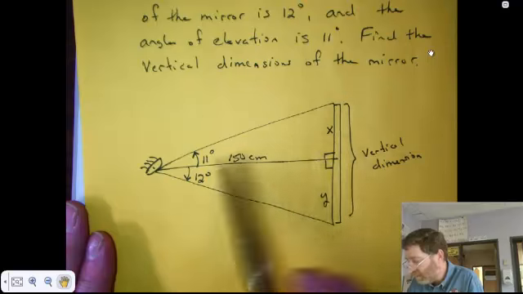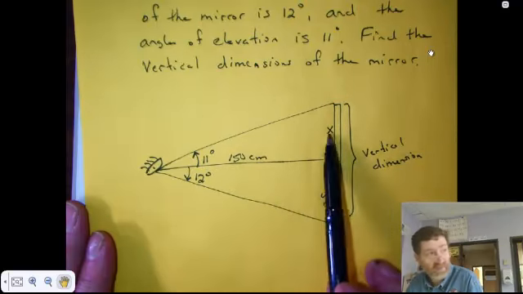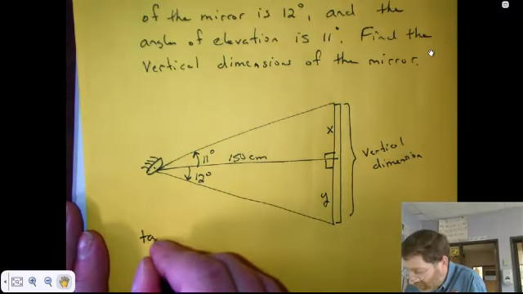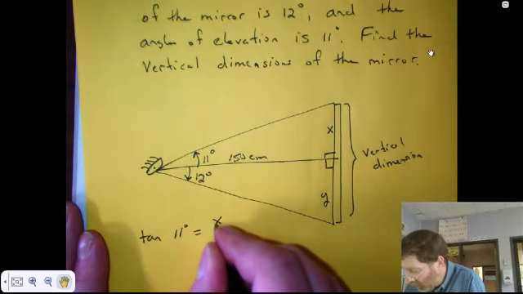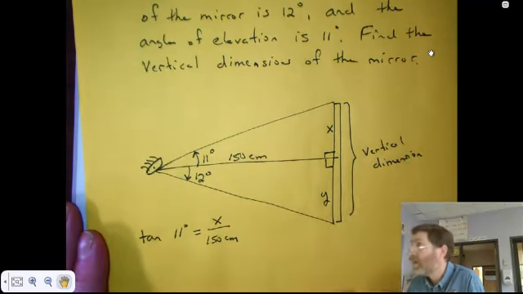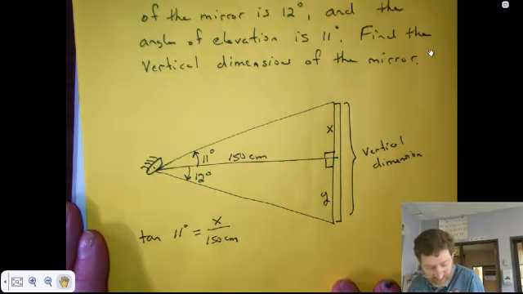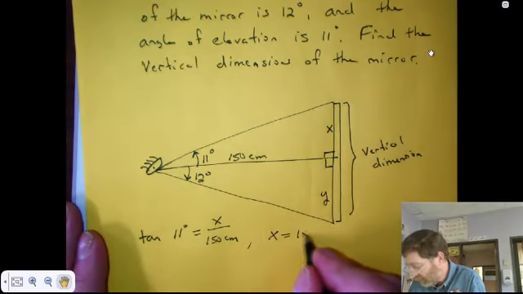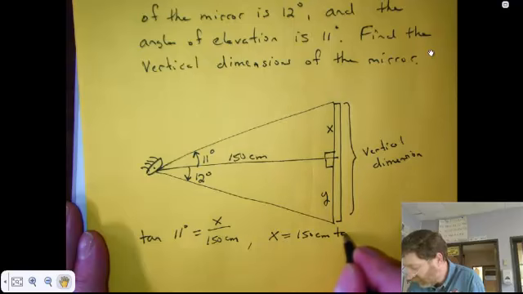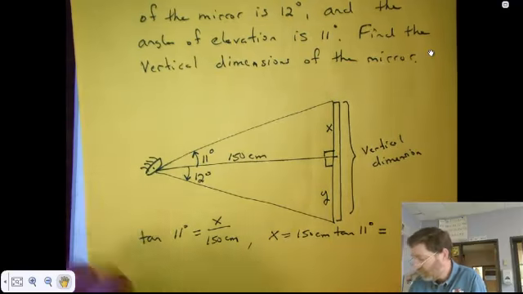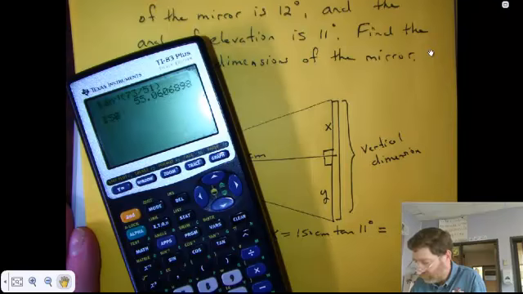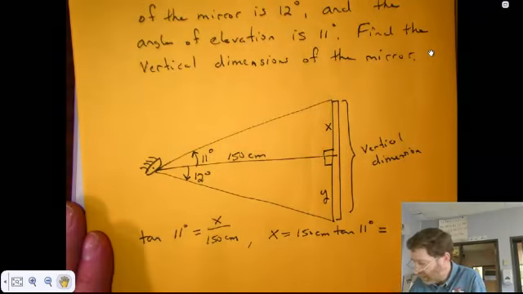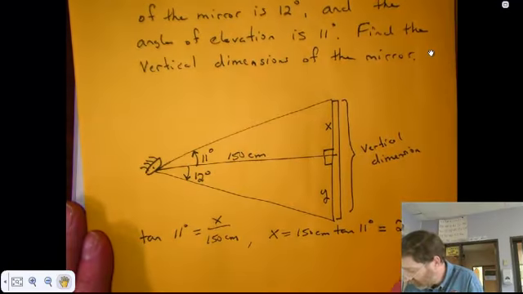So, if I want to find X, what would I use? I'd use tangent, right? Because this is the opposite and this is the adjacent. So, the tangent of 11 degrees is X over 150 centimeters. How do I solve that for X? Multiply by 150, so X is 150 centimeters times the tangent of 11, which equals 29. We'll call this 29 centimeters.